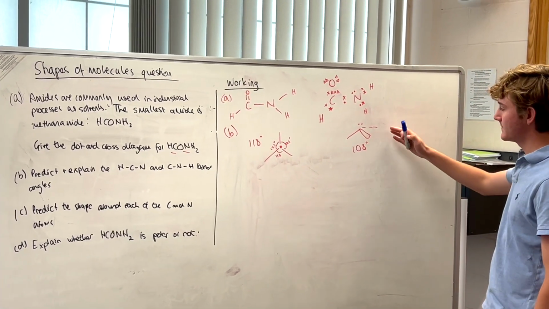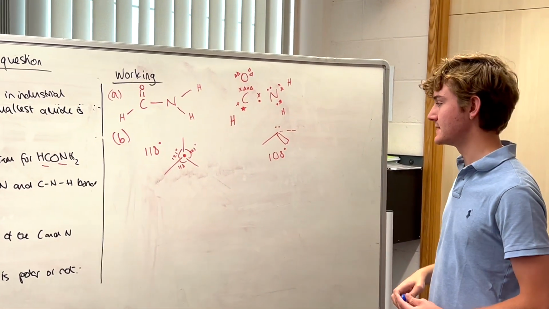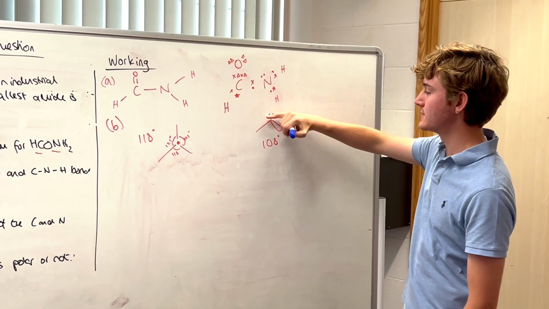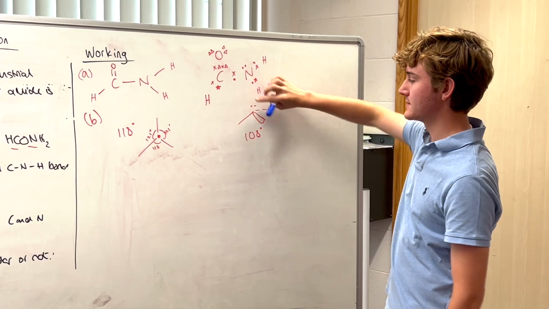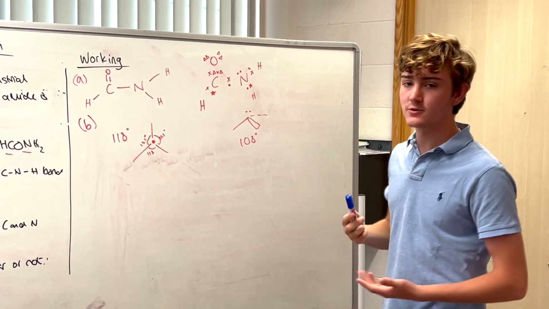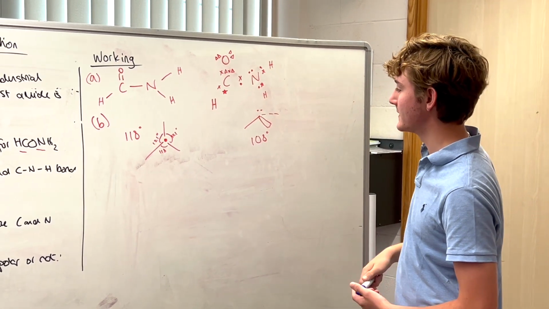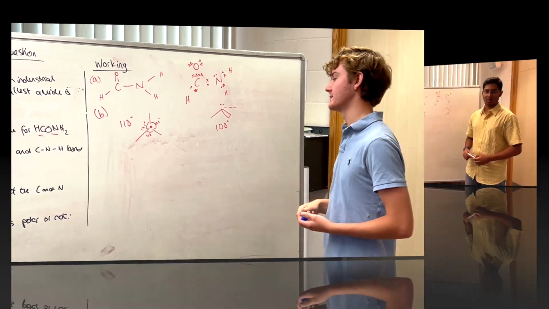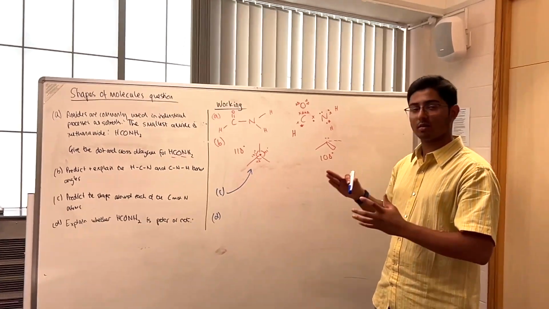And then over here, because there's 4 regions of electron density, the electron shape is actually tetrahedral. But because the top here is a lone pair, it's going to repel more, and also there's no atom there, meaning that it's trigonal pyramidal, and the bond angle will decrease by 2.5 because lone pairs repel slightly more than bonding pairs.